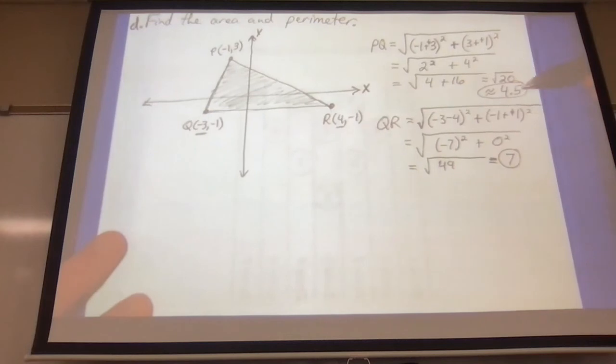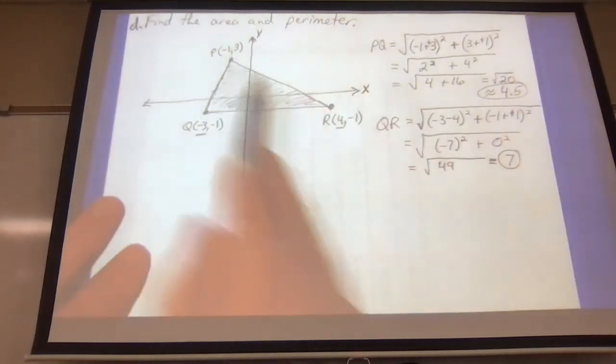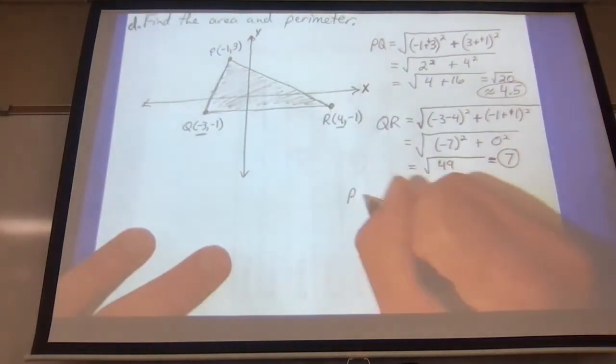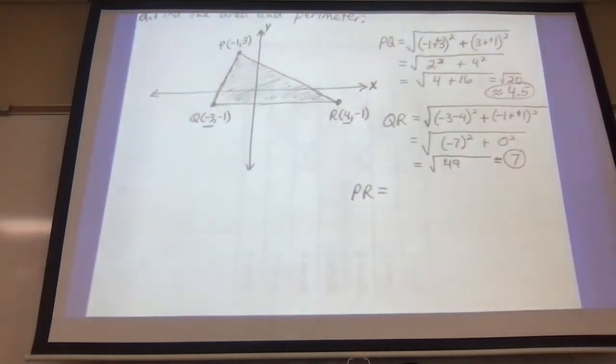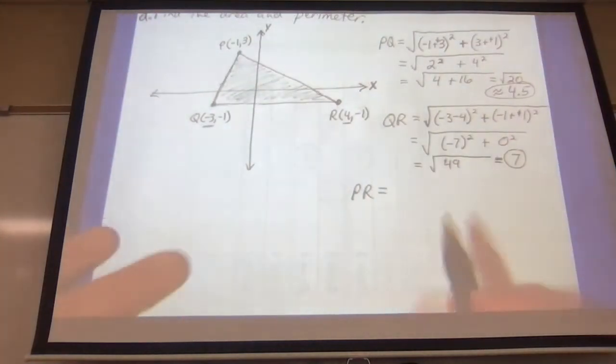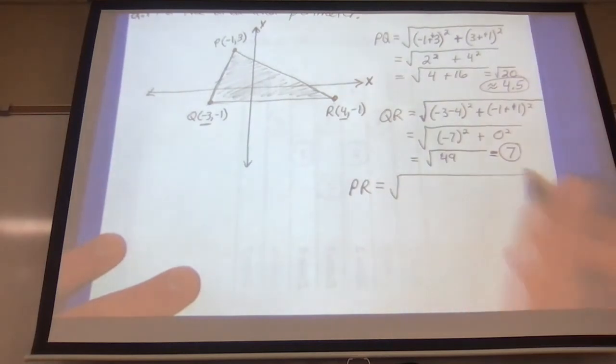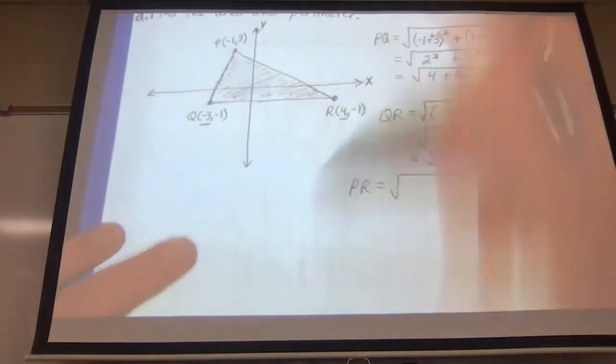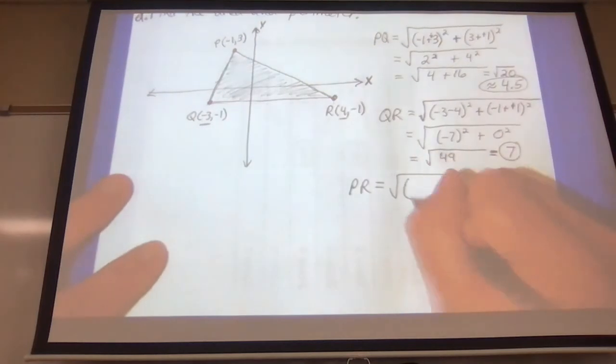Okay, we're 2/3 of the way there. We've got our 2 sides. We've got to find one more side, PR. Once we find the length of it, then we can add them all up to get our perimeter. So again, we need the distance formula. This one's a diagonal, so I can't count boxes. I'm going to have to do the distance formula.